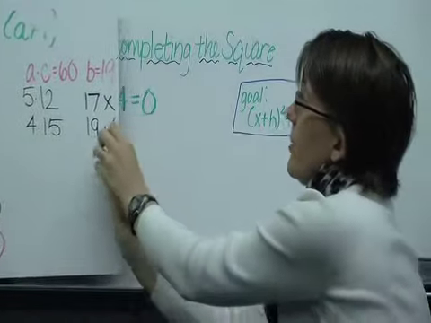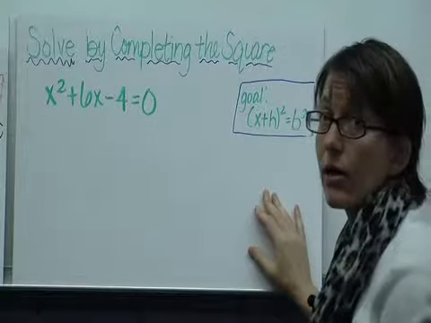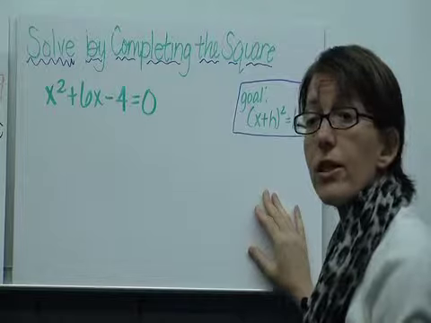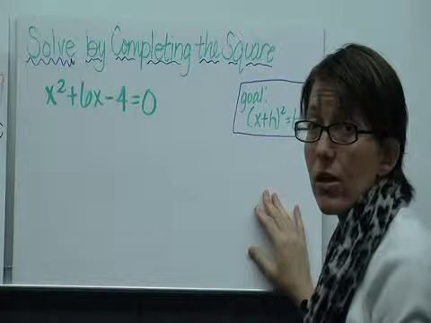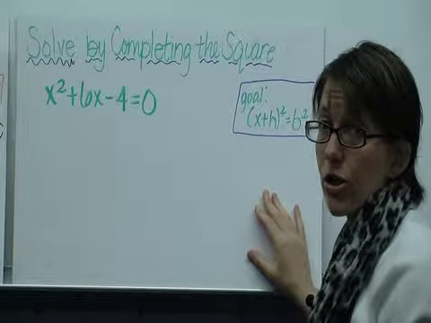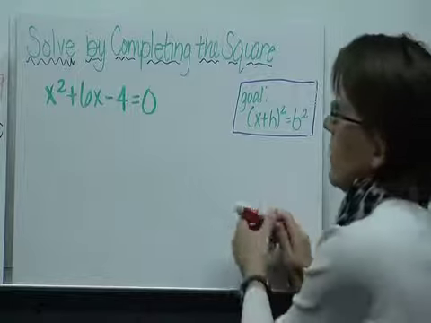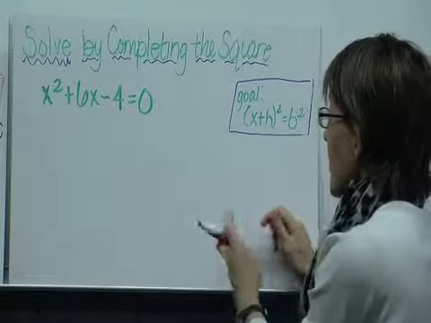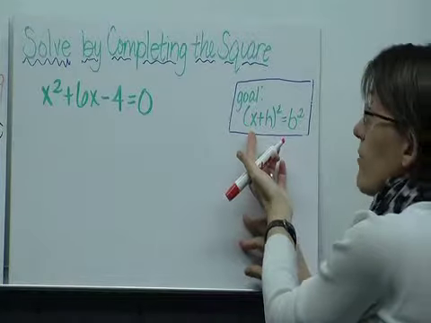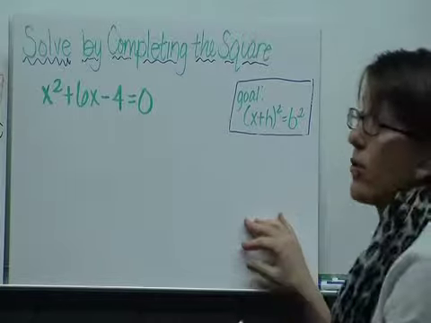Our next example is going to be completing the square. You probably used this in Algebra 3. We're going to be using it again this year, especially in our study of conic sections. However, full disclosure, I avoid using completing the square whenever possible. Our goal in completing the square, as I've written here, is x plus h, quantity squared, equals b squared.